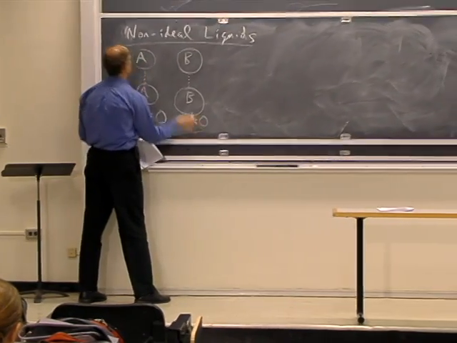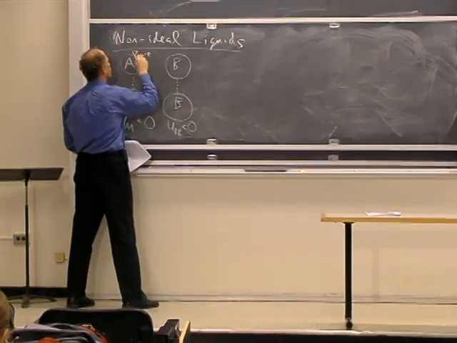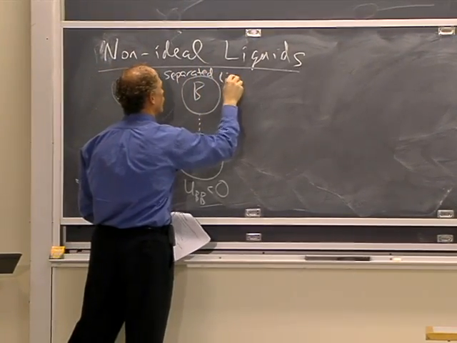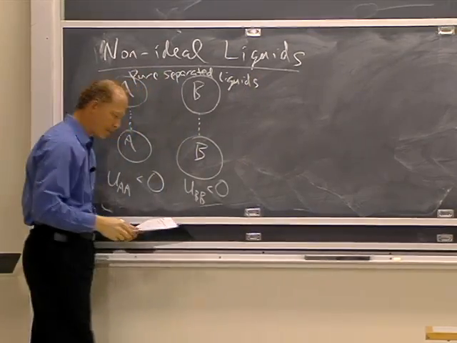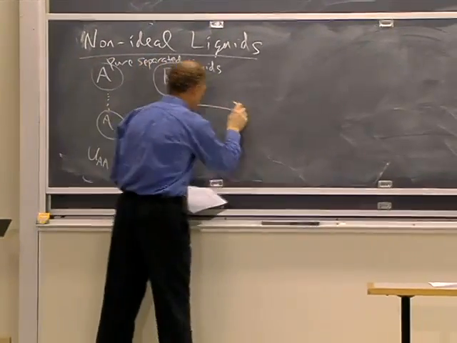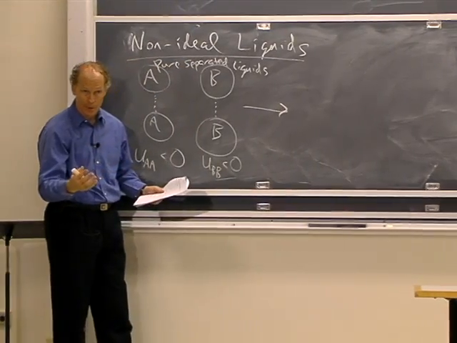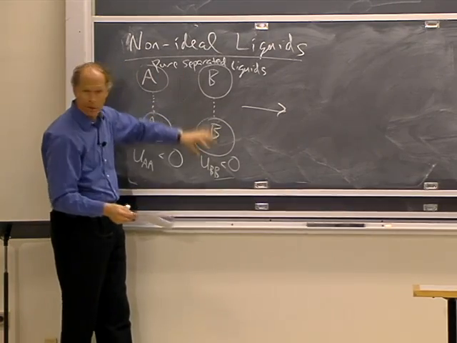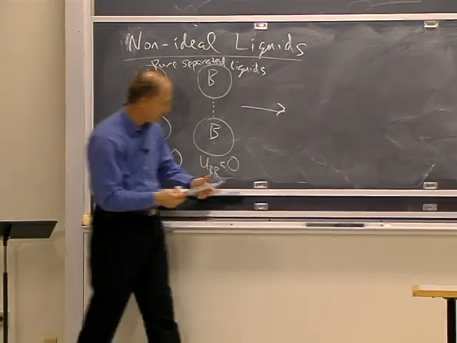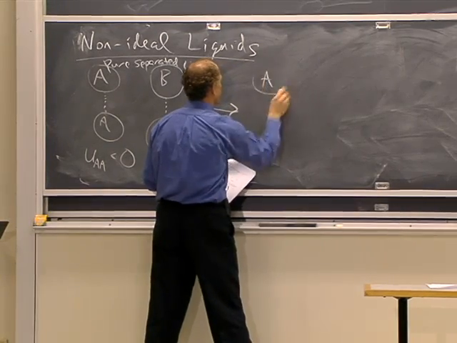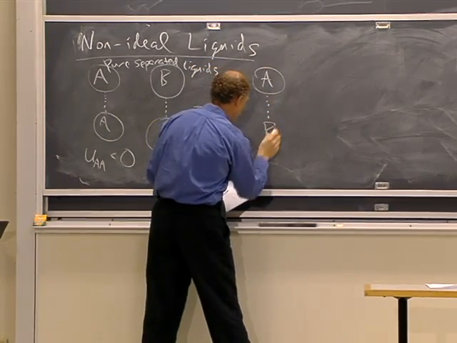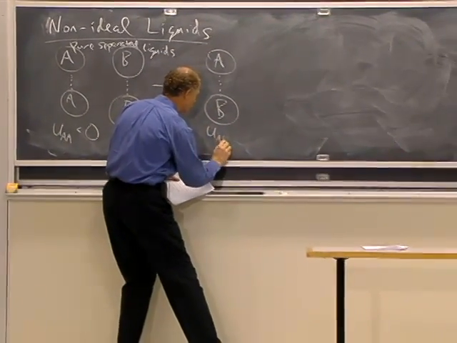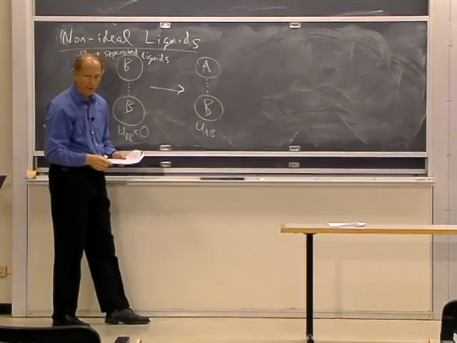So here are the pure separated liquids. And now I'll open up the barrier and let the liquids mix, and now suddenly, of course, A and B are going to interact with each other as well as other molecules of their own kind. So now suddenly, there's going to be some interaction energy U_AB, right?